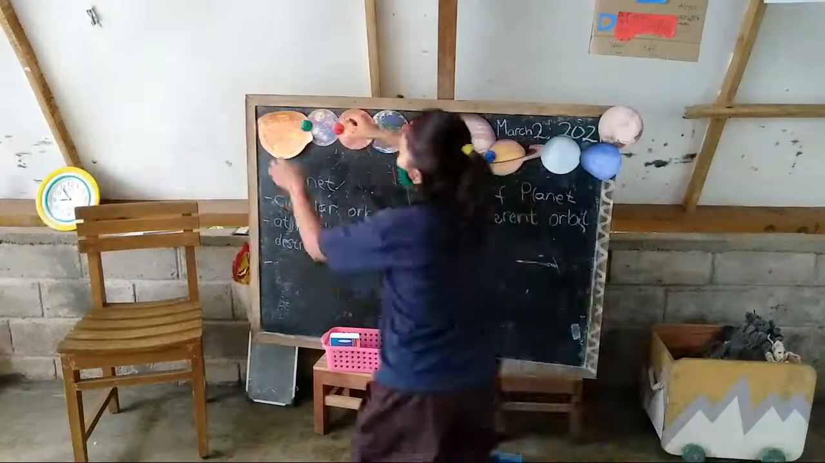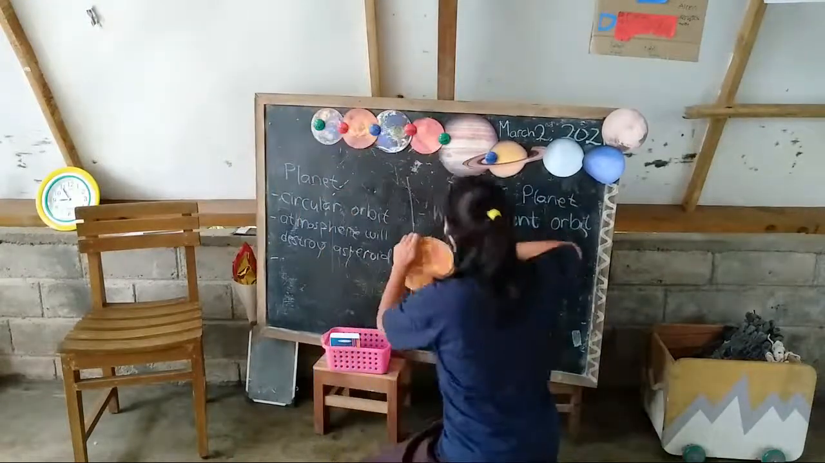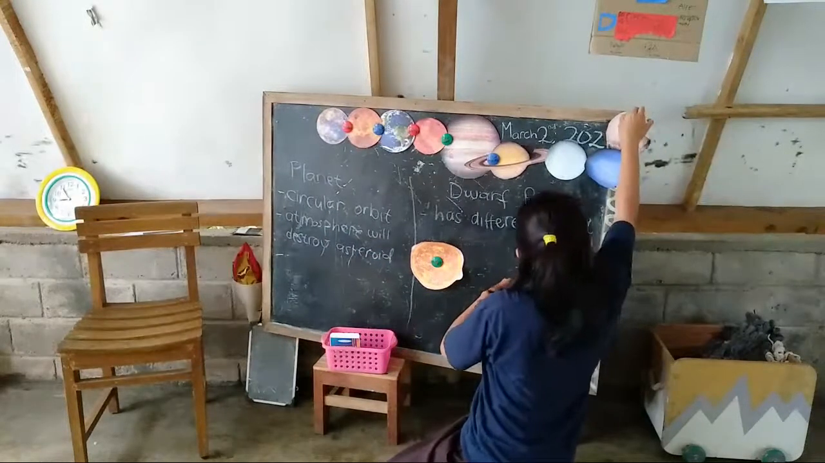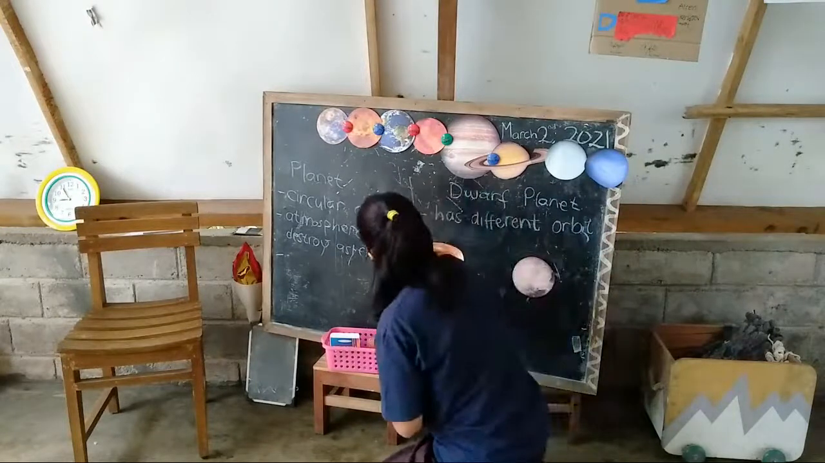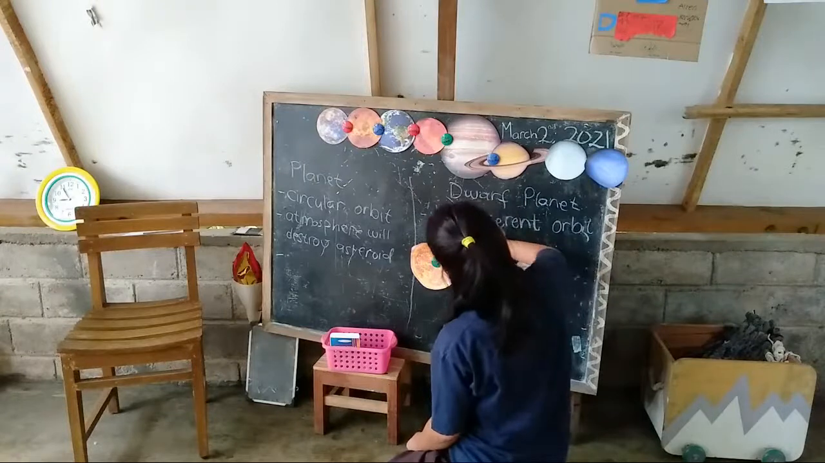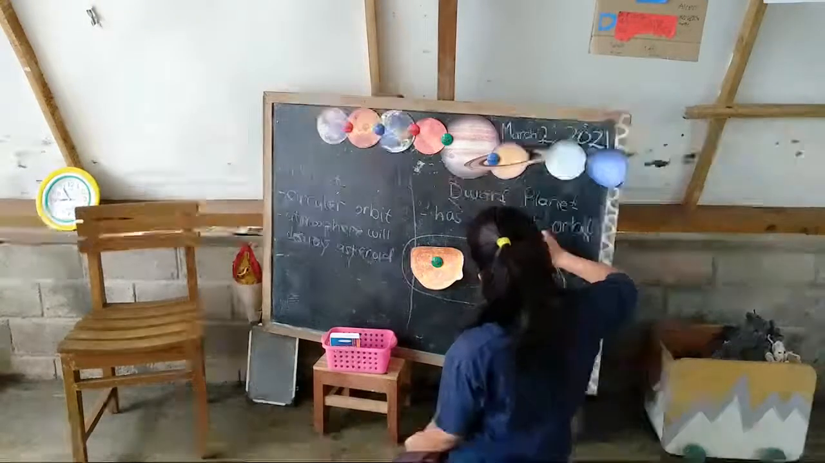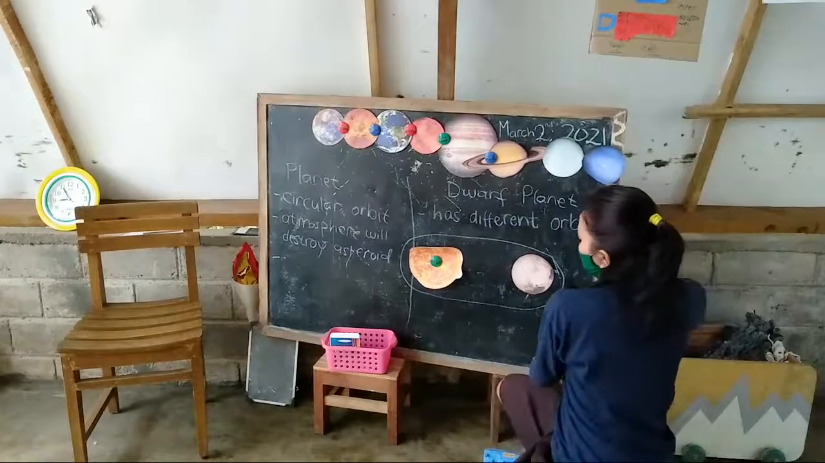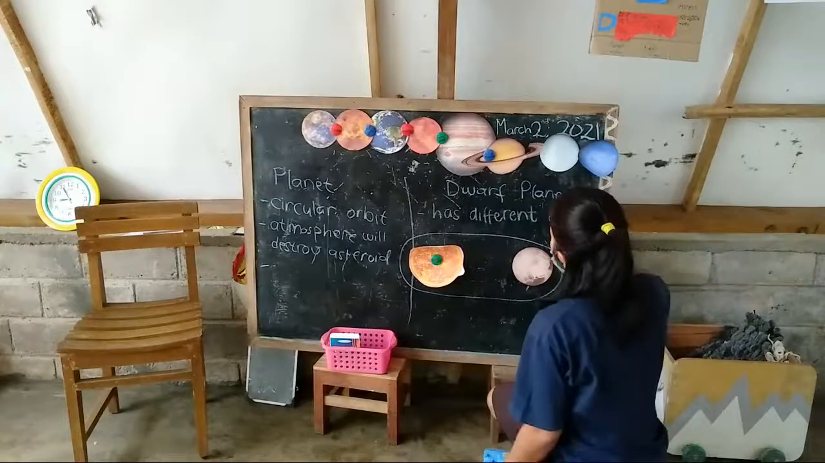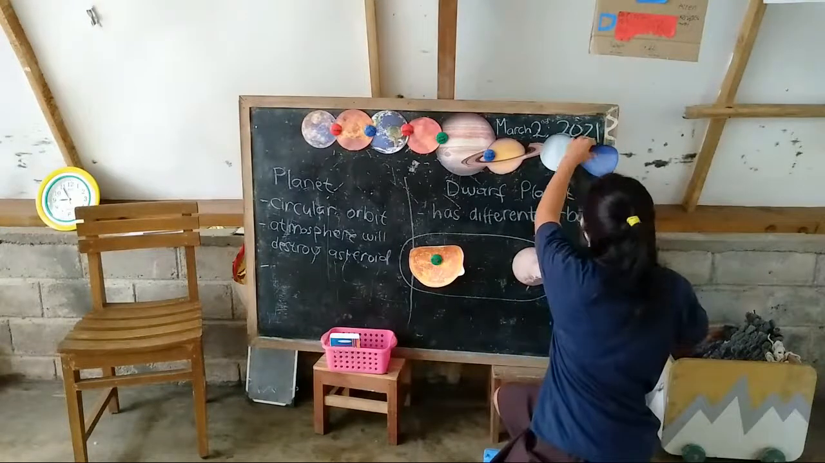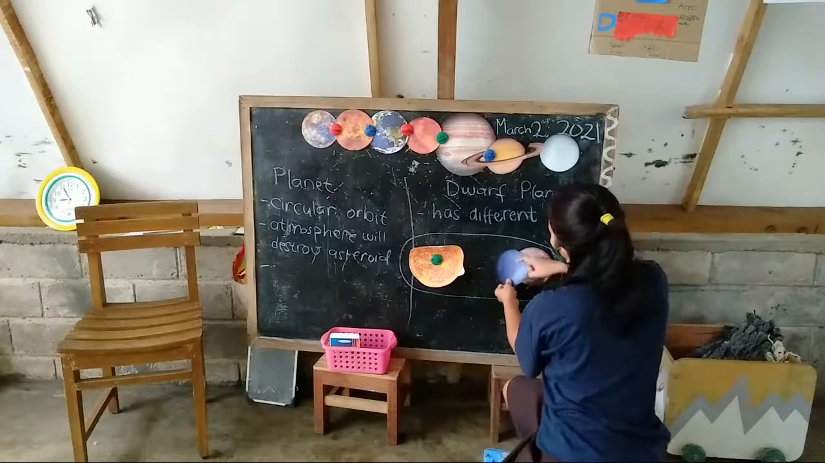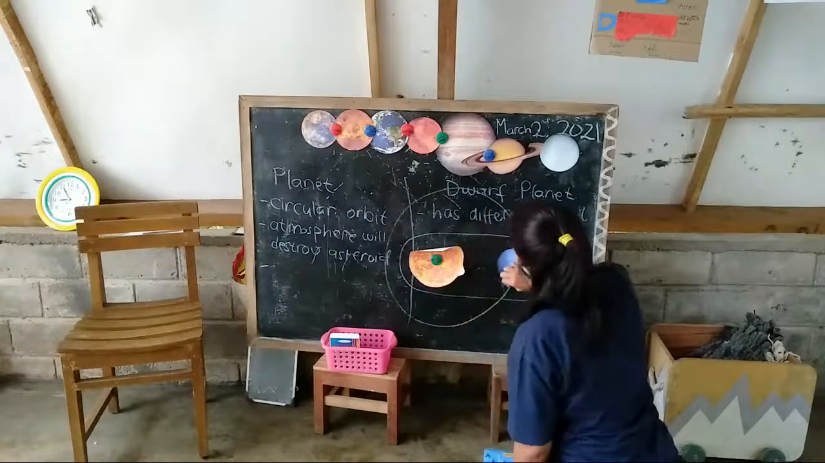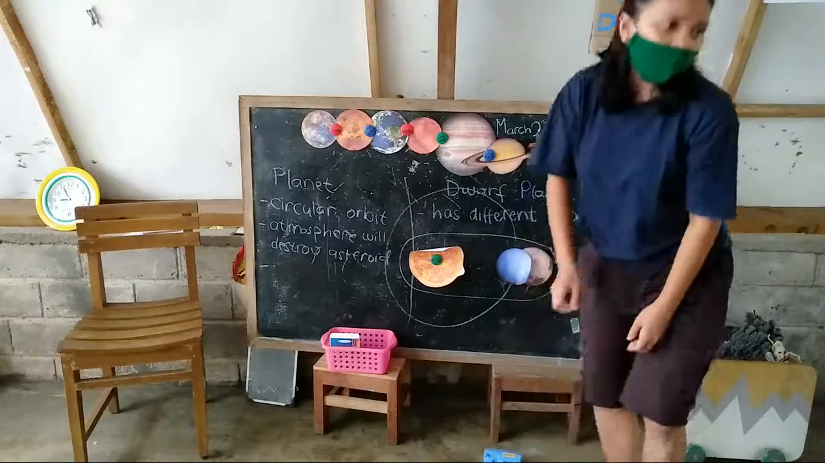Good job, Pluto. When Pluto orbits the sun, it goes oval, not circular. If other planets have a circle orbit, for example Neptune. Last time Pluto was a planet with a circle orbit, but then Pluto has an oval orbit.